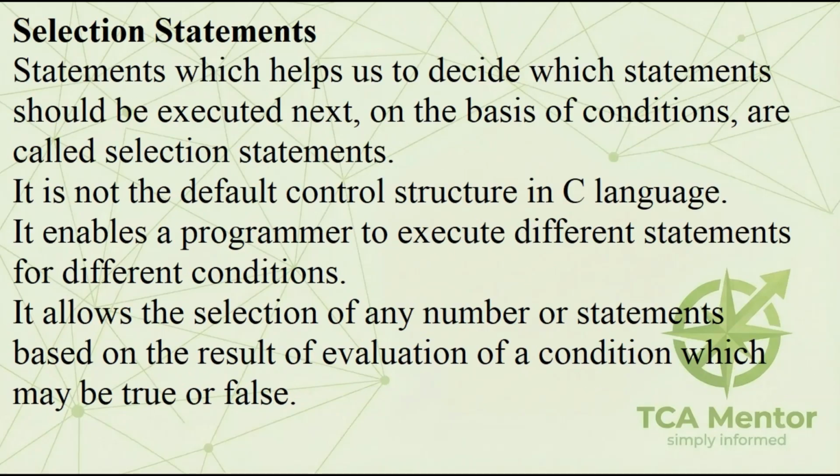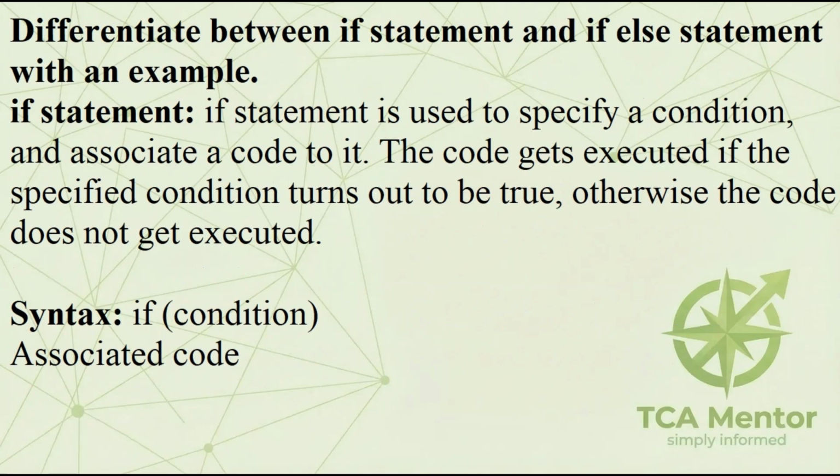Selection statements. Statements which help us to decide which statements should be executed next, on the basis of conditions, are called selection statements. It is not the default control structure in C language. It enables a programmer to execute different statements for different conditions. It allows the selection of any number of statements based on the result of evaluation of a condition which may be true or false.